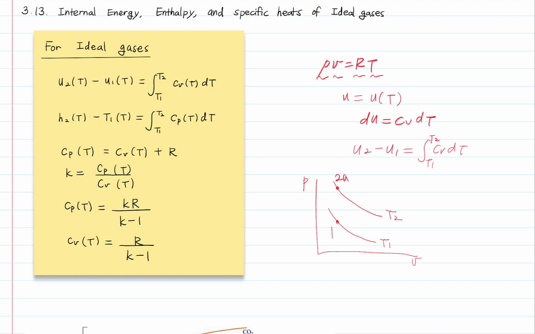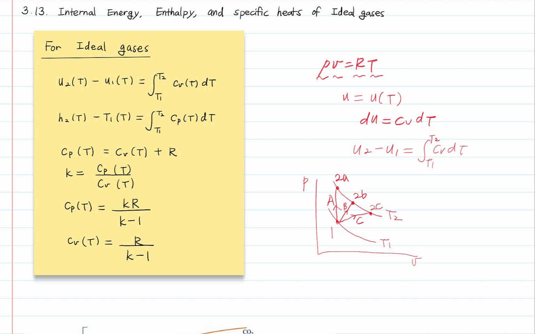And let's say this is 2A. And another state at temperature T2 is 2B. Temperature is still T2, but the pressure is different. Another state at T2 at different pressure, 2C. So we have three different processes. This is process A, process B, process C.